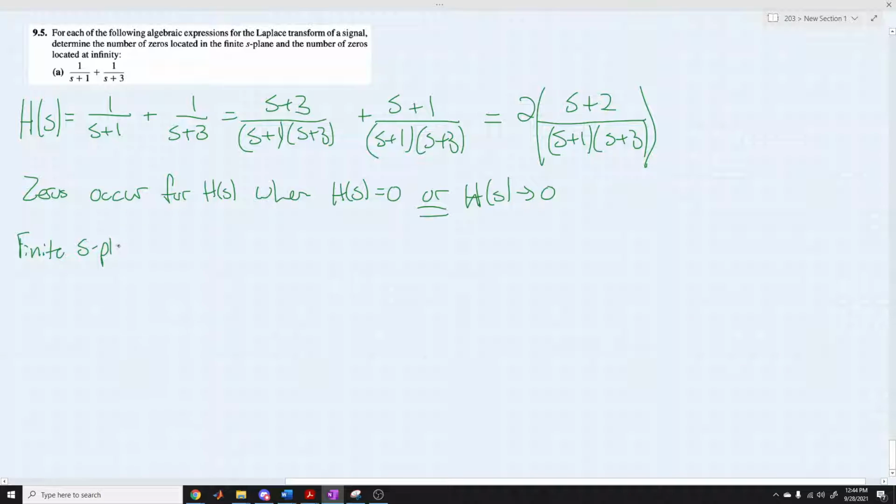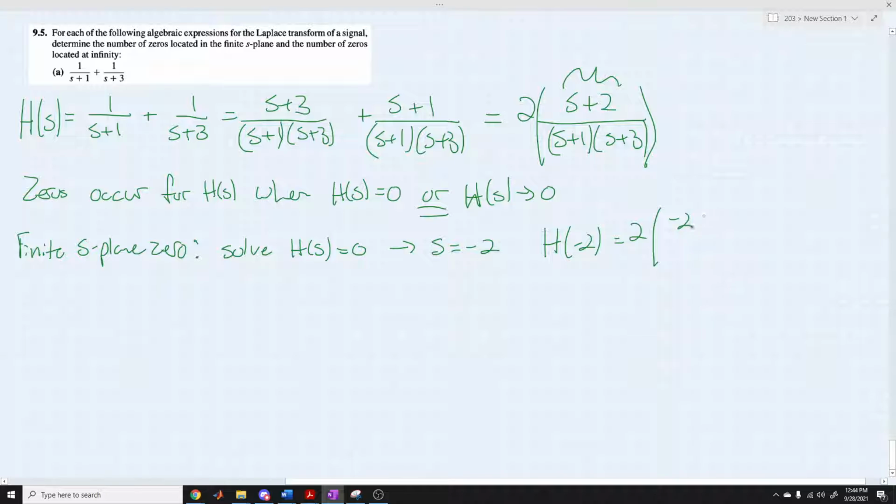finite S-plane zero. We're going to solve H(s) for when it's equal to 0, and that's going to yield, all we need to do is make the numerator equal to 0, so we'd have s is equal to -2, right? Because if we plug that in, H(-2), we get 2 times (-2 plus 2) over some stuff, and that equals 0.